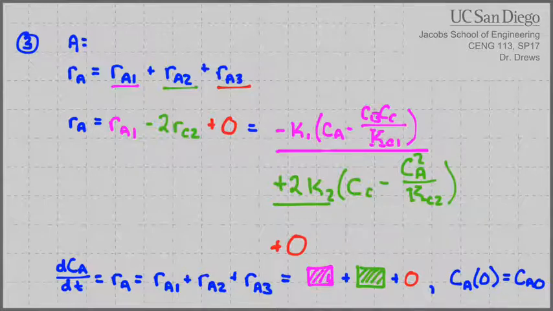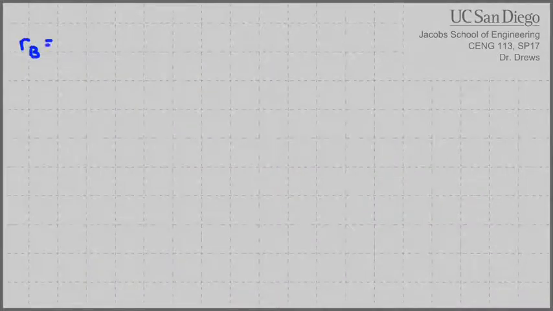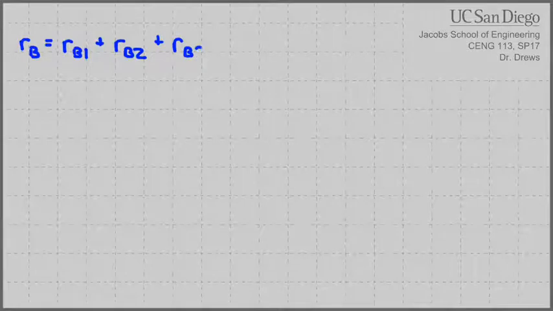And then we're going to follow that same pattern for all the other species. So this was for species A. We can write it for species B in the same way. So we're going to write R sub B. And the first thing we're going to do is assume that B occurs in every single reaction. So maybe there is B in reaction 1, B in reaction 2, and B in reaction 3.